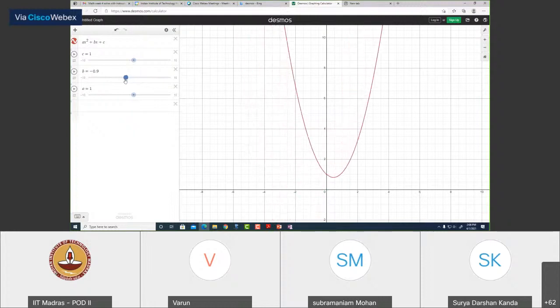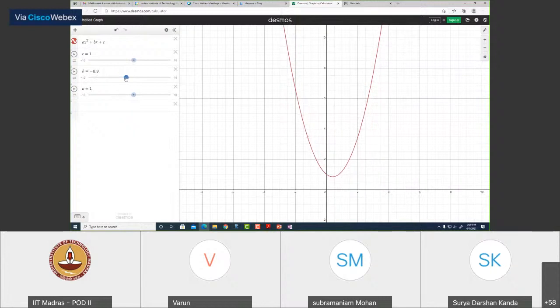The location of the vertex is changing, and the axis of symmetry is also changing with the change in b. If b is 0, the axis of symmetry is along the y-axis. If we keep increasing b, the parabola moves through the quadrants. Similarly, if we are decreasing it, then it is moving more towards the right side of the x-axis. Okay, so that is the dependency on b.